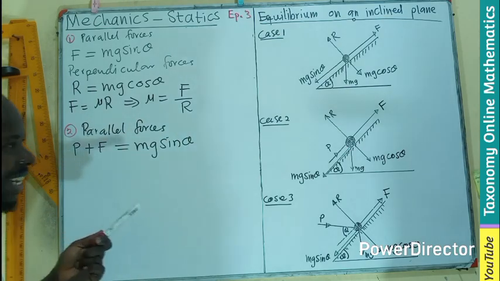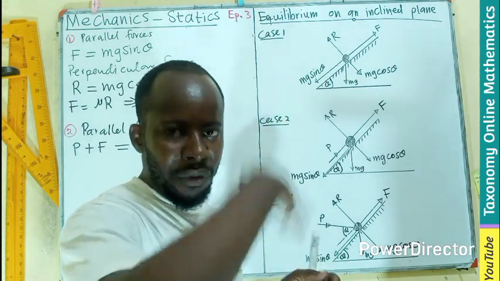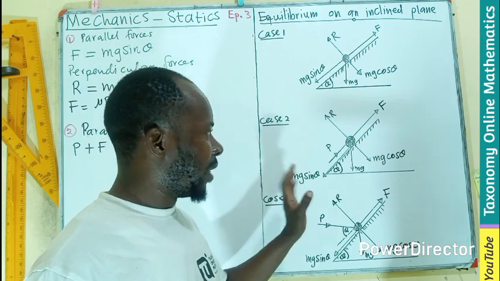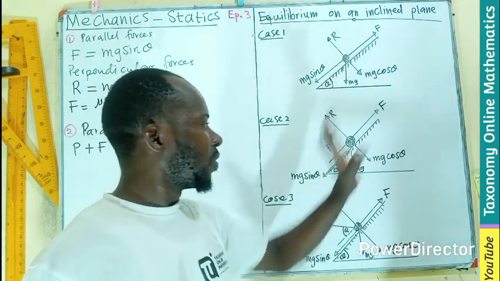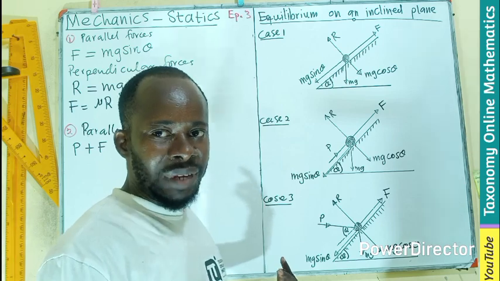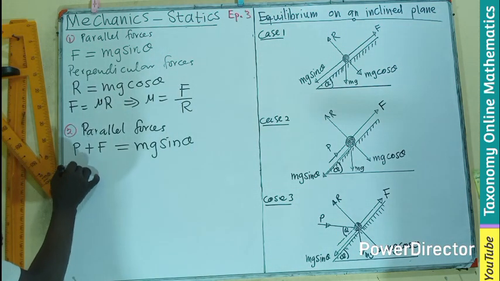So we are adding these because, moving in this direction, there are two forces moving to the east. When the body is at equilibrium, there are two forces here: this force and the one pushing it. And the one moving down is the one preventing it from sliding down. So we have that.